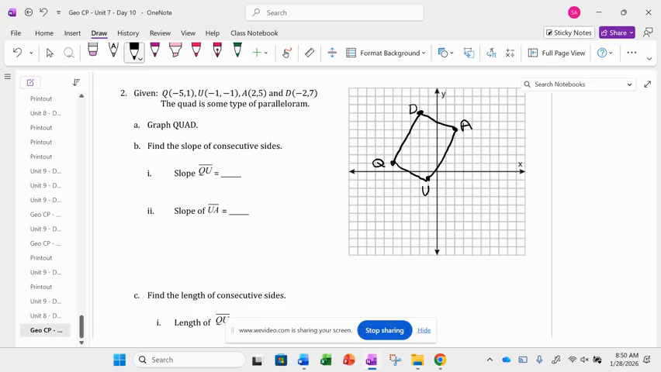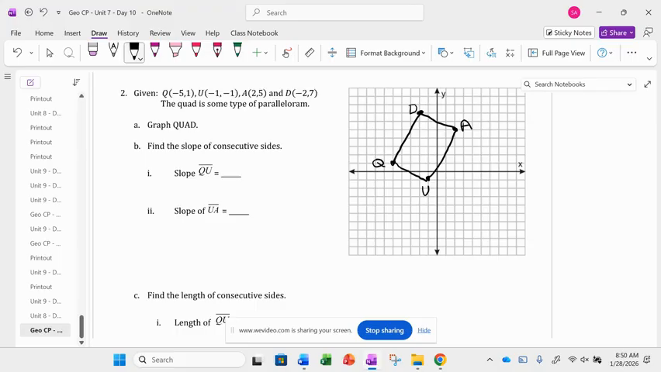Once you're done plotting, turn your Chromebook to me, zoom in so I can see your graph. Good, good, good, good. Just label your points, Sebastian, the Q, U, A, and D. Good.